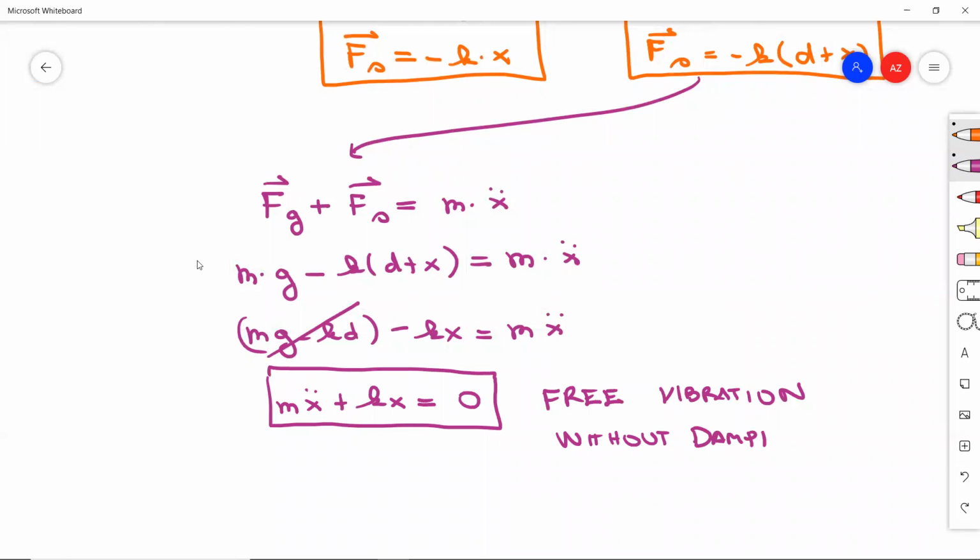Damping refers to air resistance or torsion in the spring or any other dampers. So without damping and without external forces. External forces refers to, for example, if we insert some force on the object and insert it all the time during the motion.